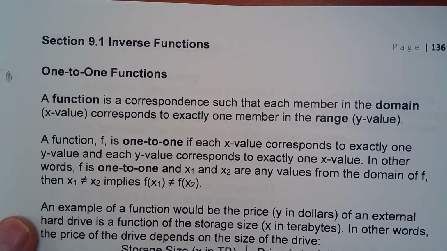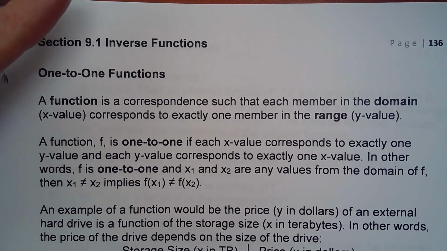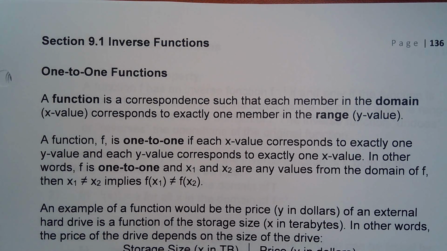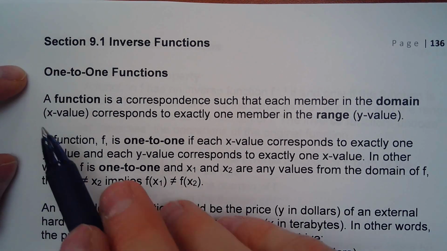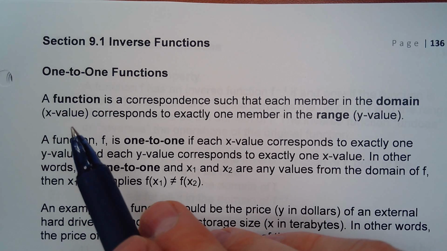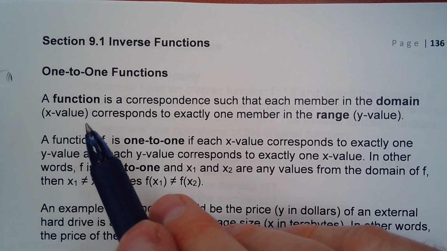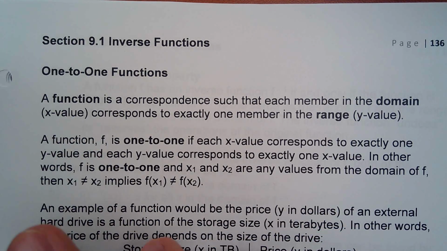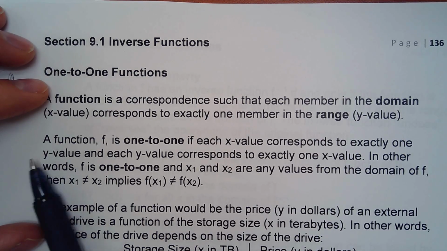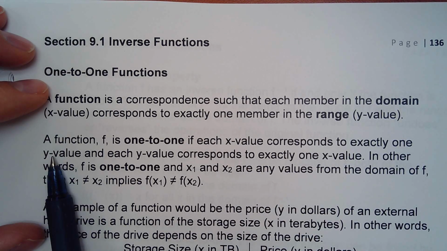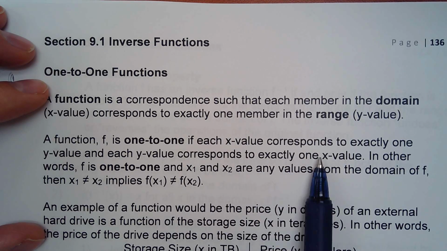So we're going to first start with a definition. A function is a correspondence such that each member in the domain, x value, corresponds to exactly one member in the range, y value. We saw that back in chapter 5. So just kind of reminding you that when I plug in a value of x, I should only gain one answer for y. If I get more than one answer for y for a particular value of x, then it's not a function. A function f is one-to-one if each x value corresponds to exactly one y value and each y value corresponds to exactly one x value.